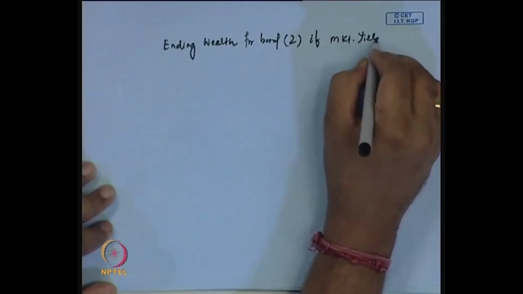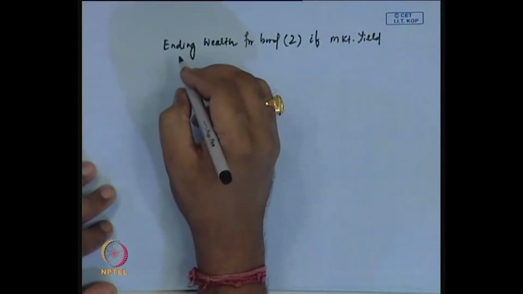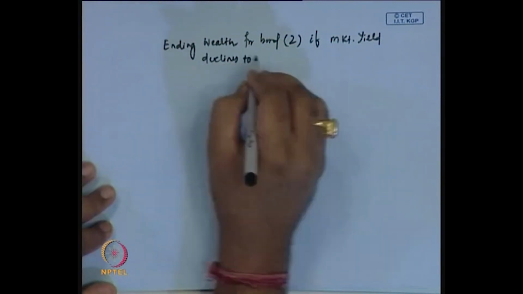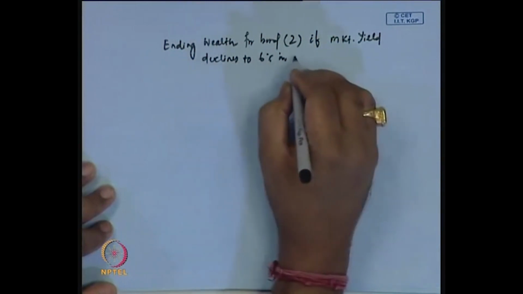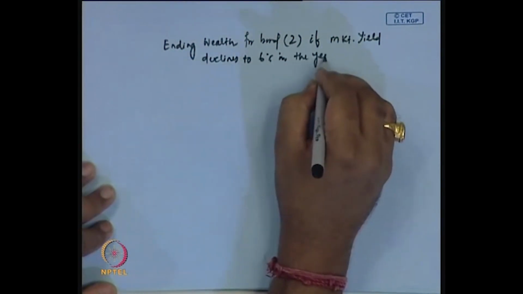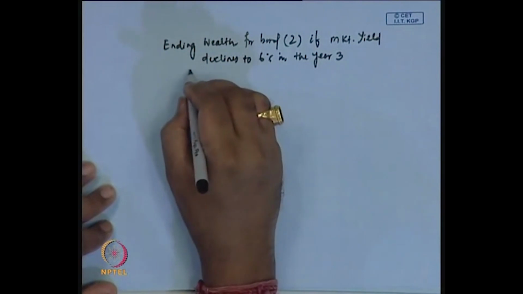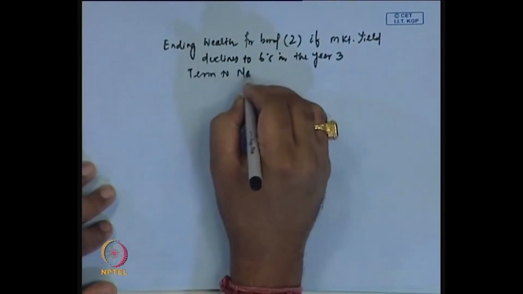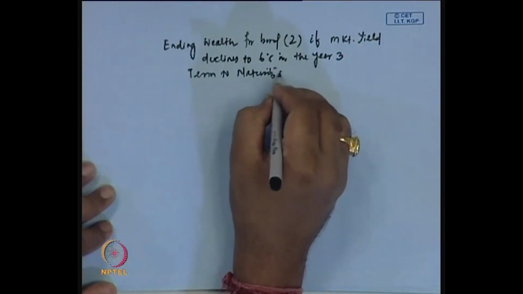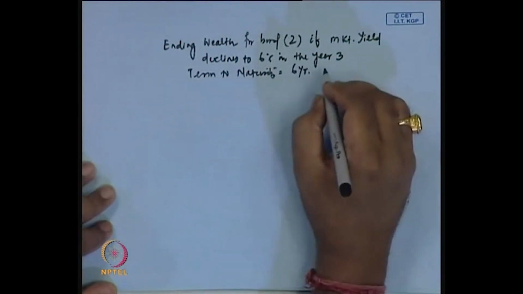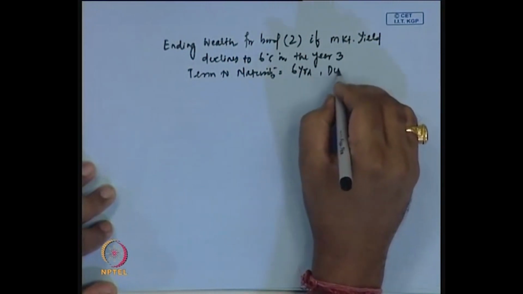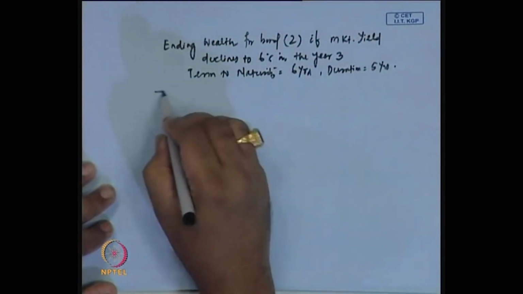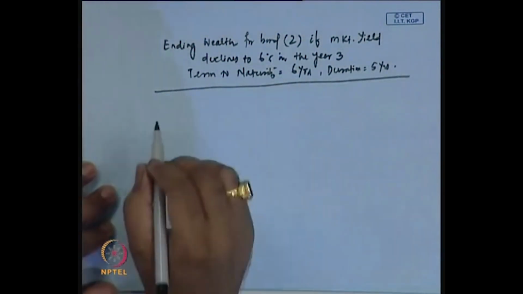market yield declines to 6% in year 3. Here the term to maturity is equal to 6 years, we are hypothesizing, and the duration is 5 years. Let us see, the duration is 5 years.